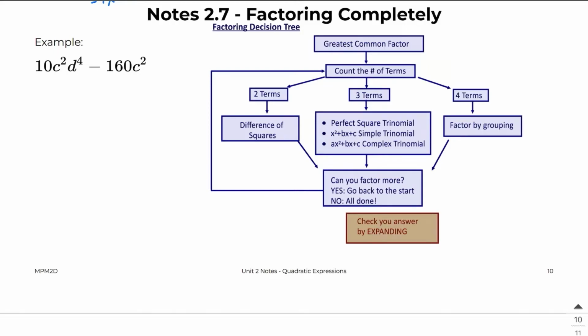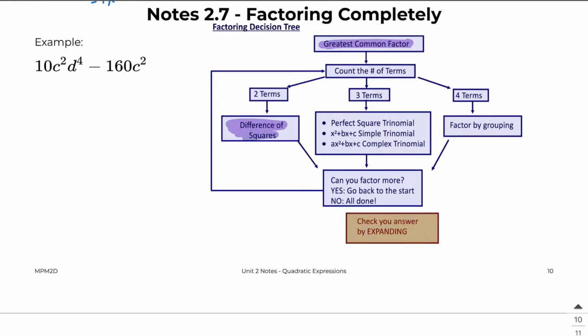Hi people, notes 2.7 are on factoring completely. And so now we're going to take all the different types of factoring that we've learned and we're going to put it all together. So if you remember, we learned how to factor by factoring out a common factor.